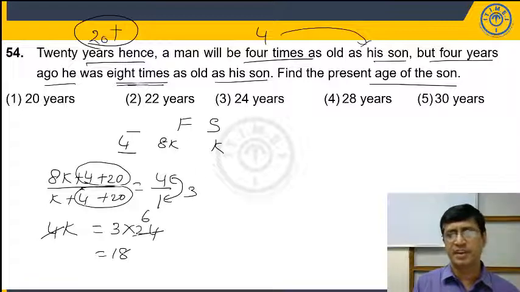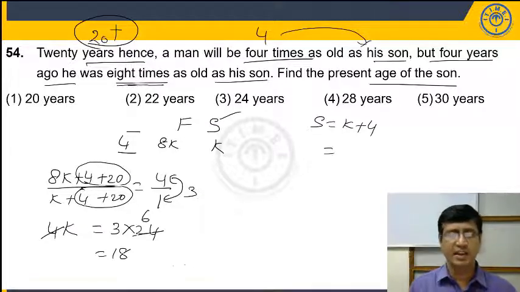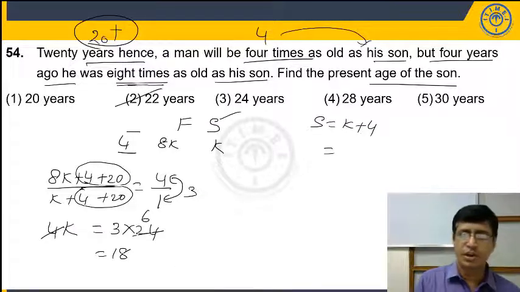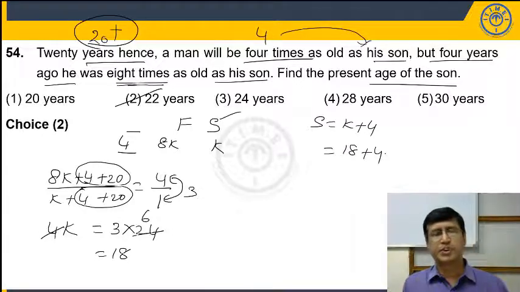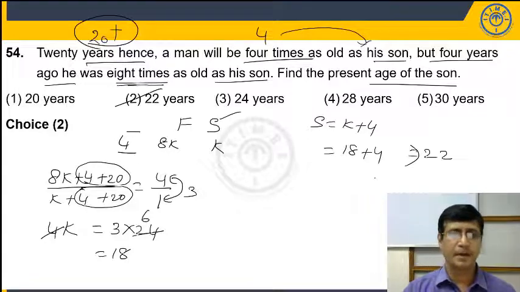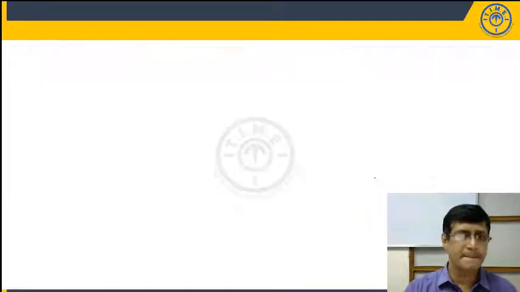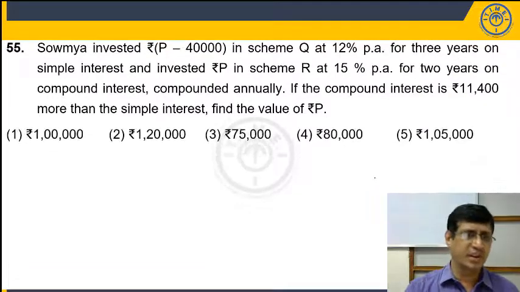K is equal to 18. What to find? The present age of the son. Son is equal to k plus 4. How much is the value of k? 18. 18 plus 4, it is 22 years. So what is the right choice? Option number 2. Second choice is the answer for this example. Am I clear? Now this is the type of solution for your information. Okay. Now look at the next example on your screen.